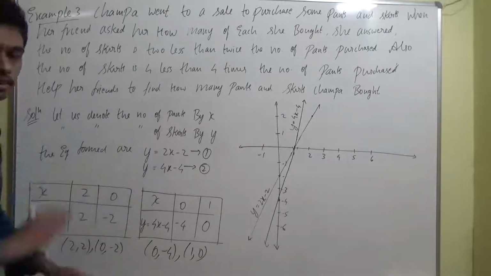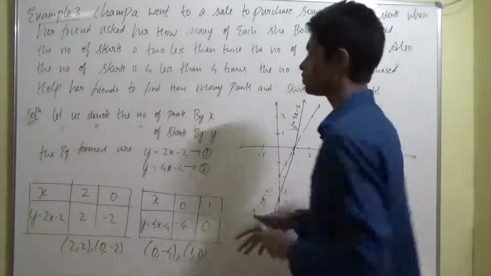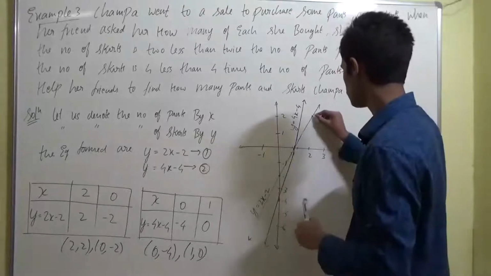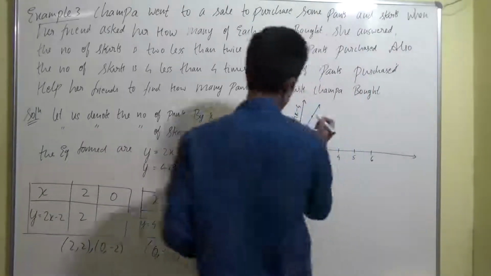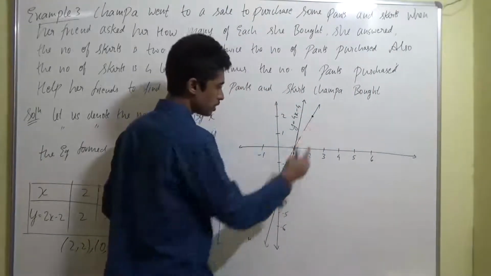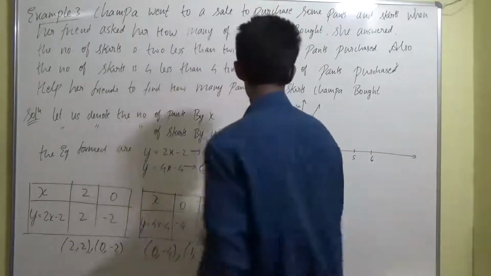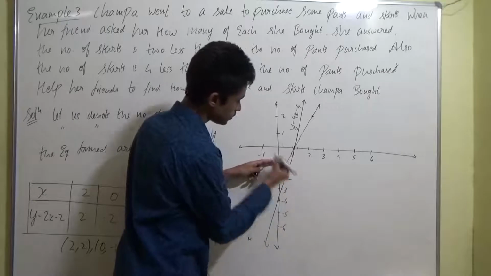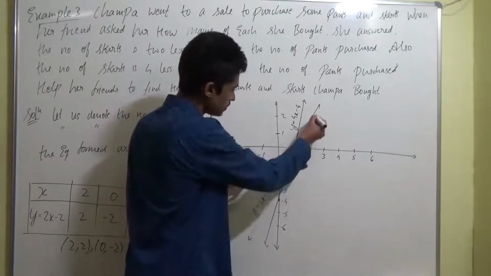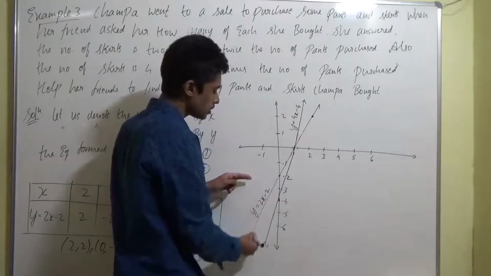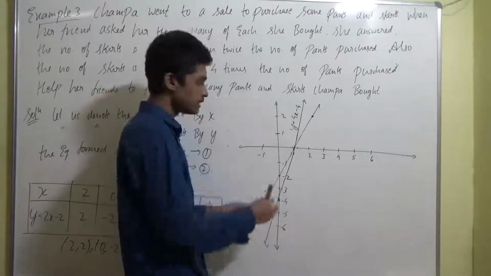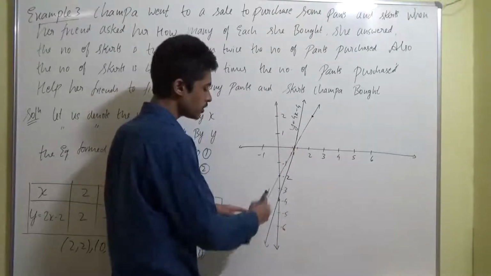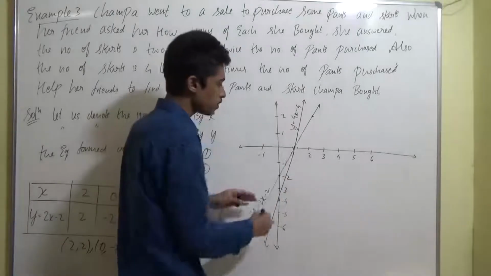Now if you plot these points in the graph, let's plot for the first equation, guys. (2, 2) is here. Right, (2, 2) is here. And then (0, -2). (0, -2) is here. Right, this is -2, so this is (0, -2). So this line joining (2, 2) and (0, -2) is the line of the first equation, that is Y equal to 2x minus 2.